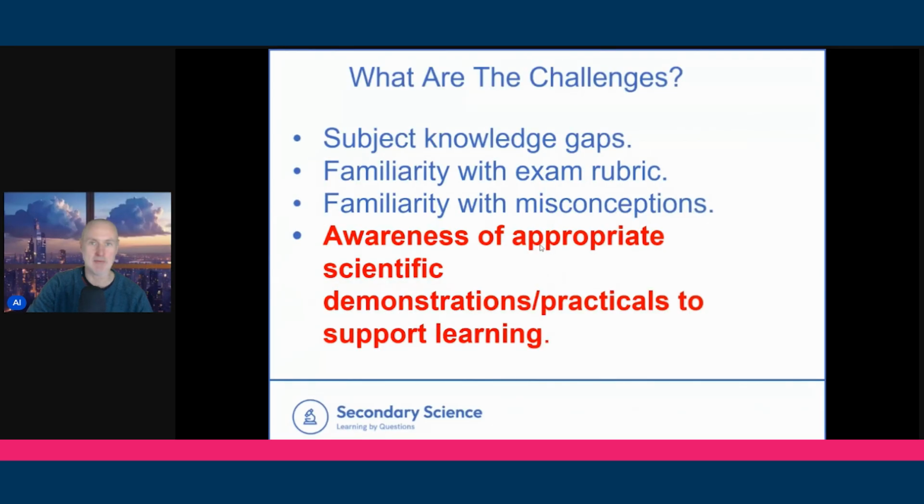However, even if you are a non-specialist who's a great teacher, you're still going to have the same problem that all non-specialists will have, which is subject knowledge gaps initially, familiarity with exam rubric, familiarity with misconceptions. All of those will develop as time goes on, but they are absolutely going to be there in the first instance. And this last one I've put in red here, awareness of appropriate scientific demonstrations and practicals.